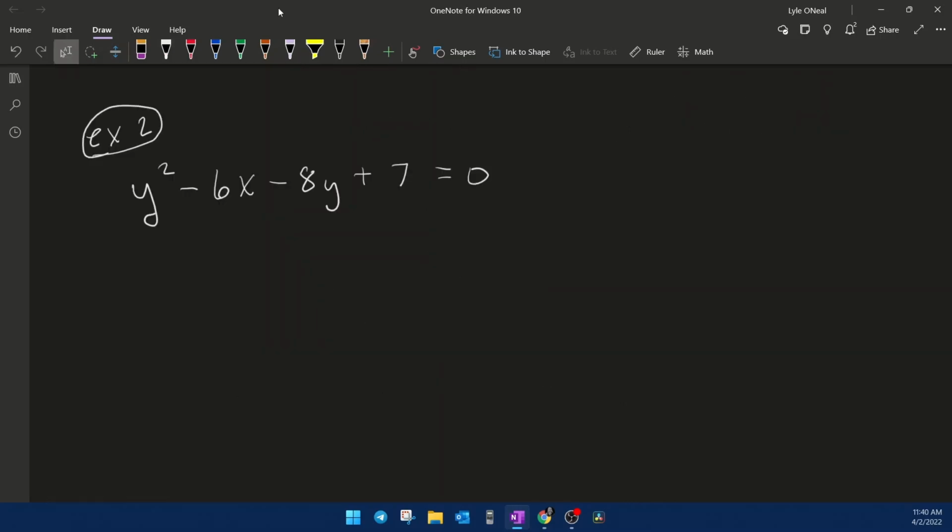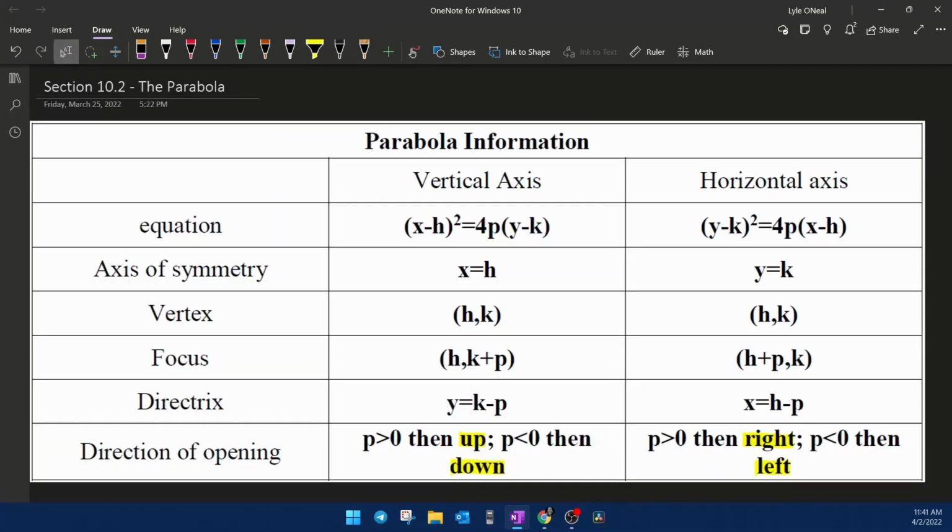All right, next example. Here we are given an equation of a parabola in general form. I can tell it's in general form because it's equal to 0 and I don't see any sets of parentheses. Now the first thing again we want to do is determine whether this is a parabola that opens up or down or left or right. We can tell that by looking at which variable is squared. Here we have y squared. So if we go back to our parabola information sheet, we can see that when y is squared, we're going to have a horizontal axis. All of the formulas in the second column are going to apply to our problem.